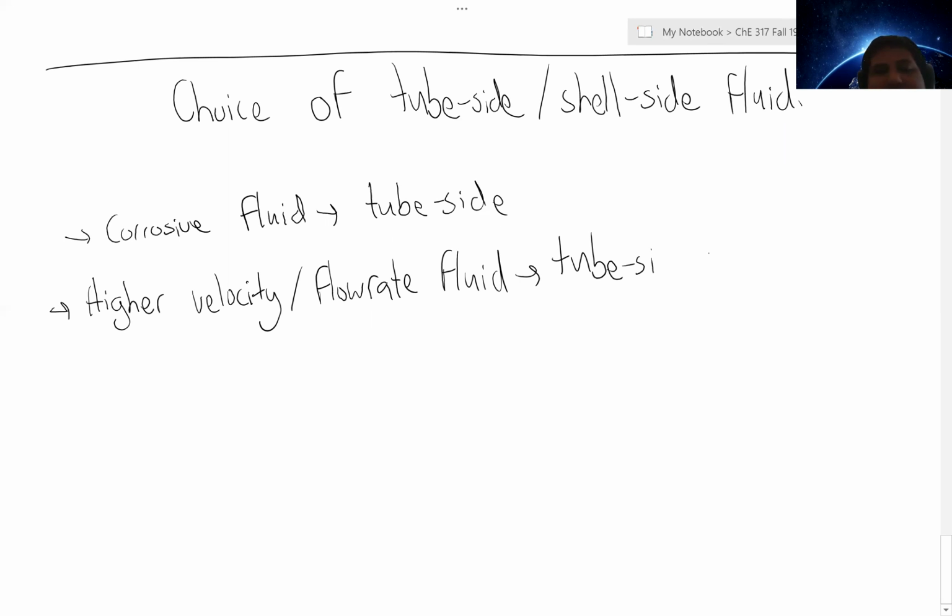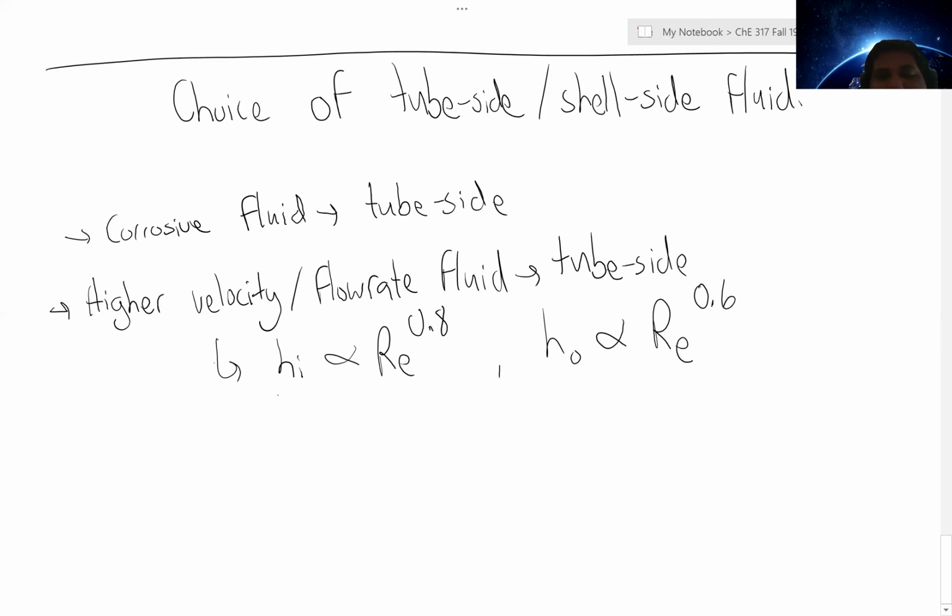Very good. And the easiest way to describe this mathematically is when we're looking at our heat transfer coefficients, right? The inside heat transfer coefficient is a function of Reynolds to the 0.8. And the outside heat transfer coefficient is a function of Reynolds to the 0.6, which means in general, we get a greater benefit of having the high velocity fluid on the inside or tube side in our heat exchanger. Because the higher the Reynolds, the higher the heat transfer coefficient, and the higher the overall heat transfer coefficient. And so you'll see a better benefit of having this fluid tube side.